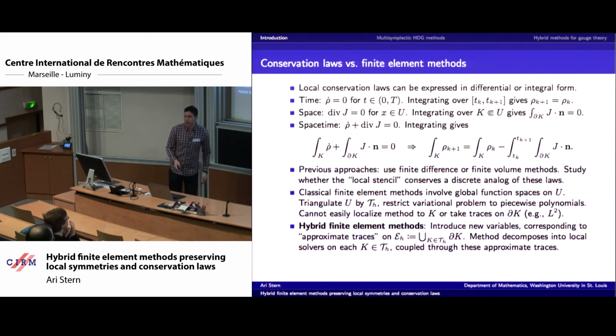And I think this challenge is one of the reasons why people looking at structure-preserving methods and conservation laws haven't looked as much at finite element methods.